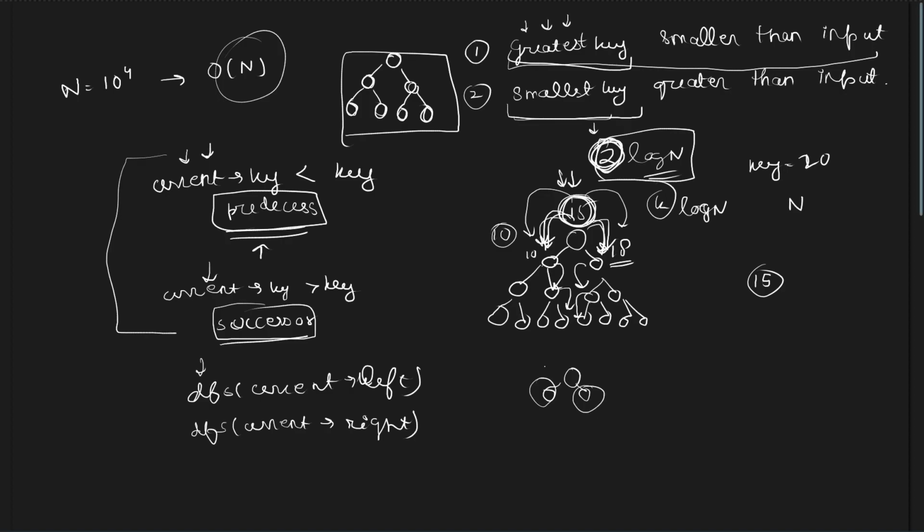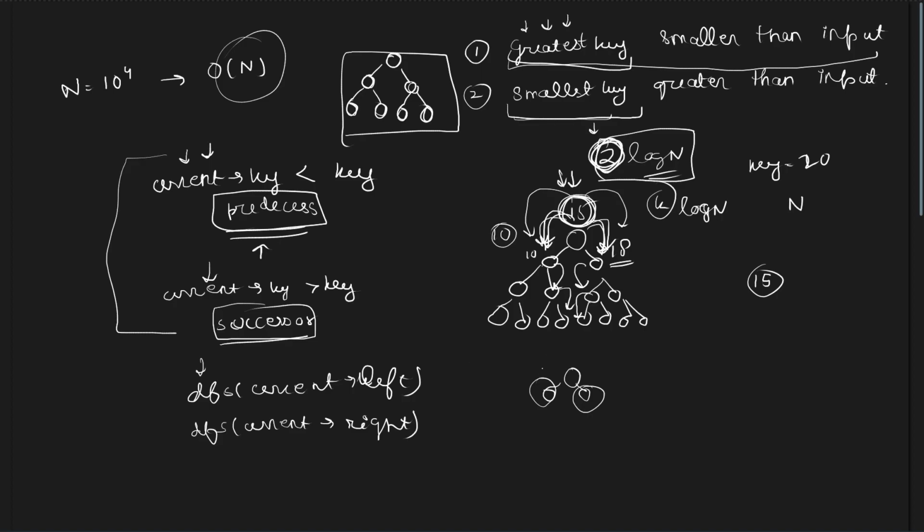If the left key is smaller than my input, that means I have a possibility of finding my predecessor there, right? So I'll move on to the left to find the smaller node. If my right key is greater than my current node, that means I have a possibility of finding my successor there. So I'll move on to it.